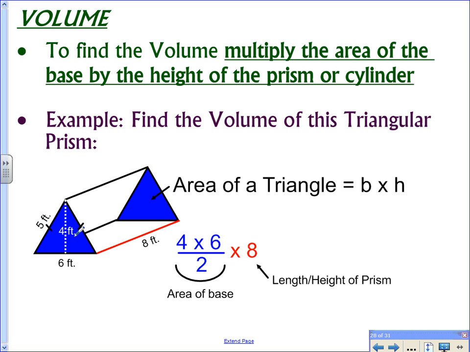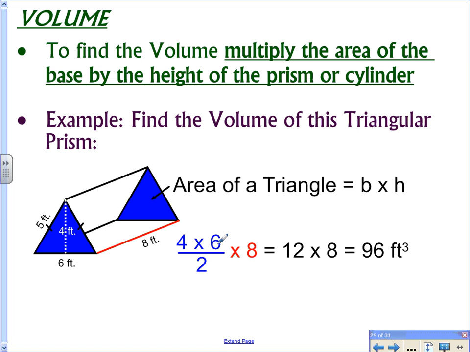If this triangular prism had the triangles on the top and bottom, so if we rotated it and it was sitting differently, that'd be the height of the prism. So 4 times 6 divided by 2 is 12, times 8 is 96 cubic feet, or 96 feet cubed. Again, it's in cubic feet because we're figuring out how many cubes it would take to fill the object.